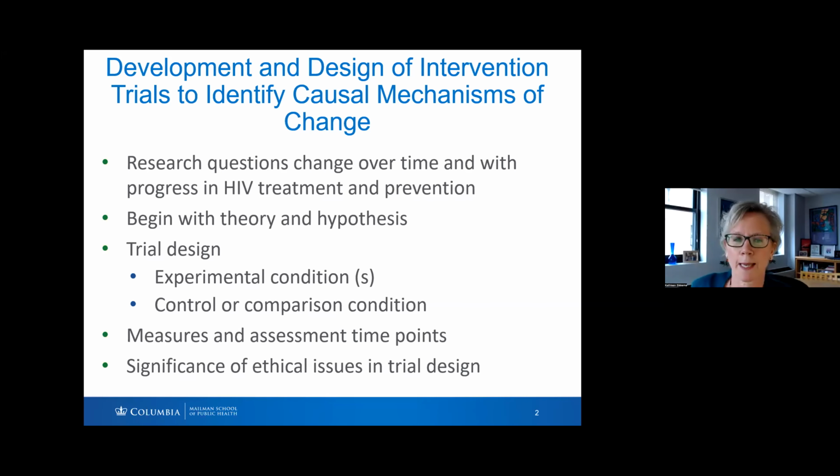So the first point that I think will be clear is how our research questions change over time. Of course, that happens in all areas of research as we learn and theories develop, that those questions change. I think this is especially true in HIV treatment and prevention research, given the types of progress that we have seen, and that will be reflected in the examples I will be providing.